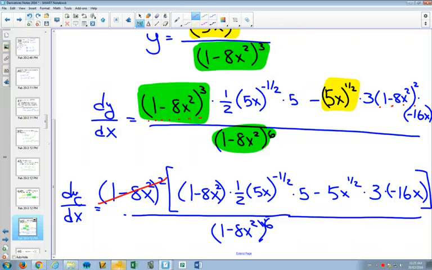That means that these ones are going to cancel out with 2 of those on the bottom, leaving you with a 1 minus 8x squared to the 4. So that'll be part of the way that this one will be simplified.